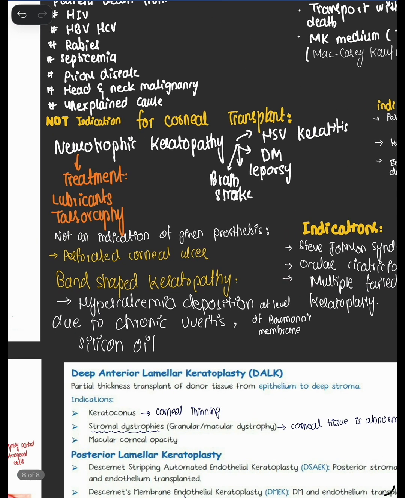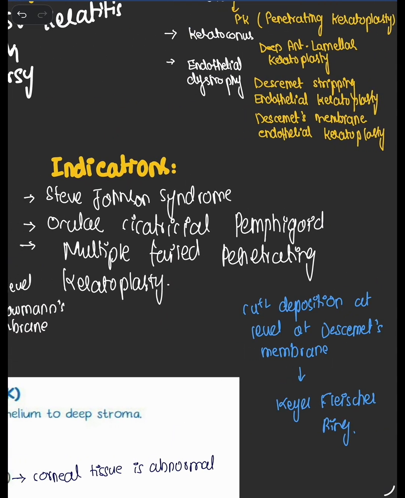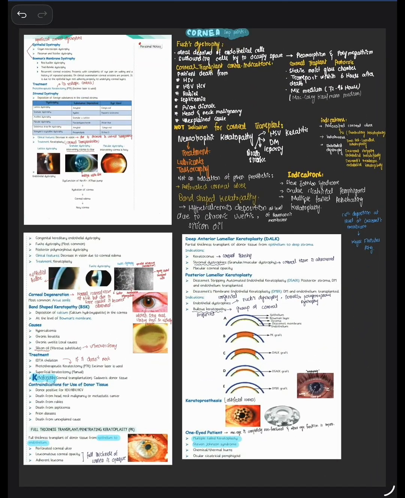What is band-shaped keratopathy? It is the presence of a whitish ring due to hypercalcemia, in the form of calcium hydroxyapatite, or due to the presence of silicone oil. So the topic is done, about the second part of the cornea.